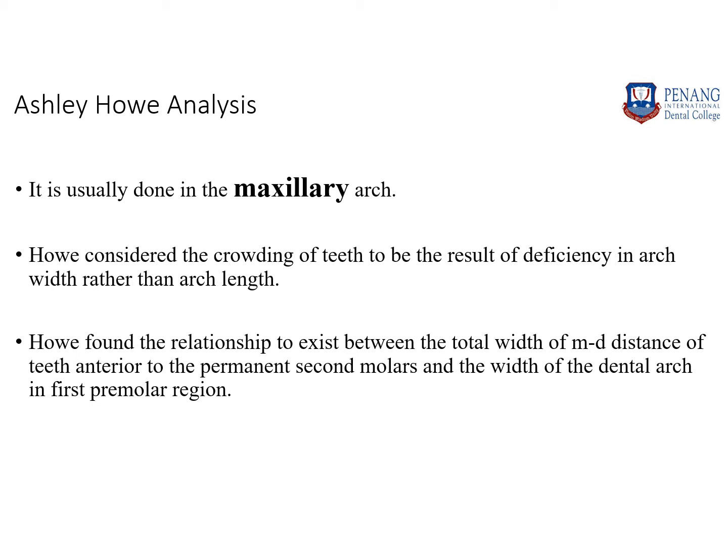Howe found a relationship to exist between the total width of mesiodistal distance of teeth anterior to the permanent second molars and the width of the dental arch in the first premolar region. This you will be able to see in the next slide on an image.